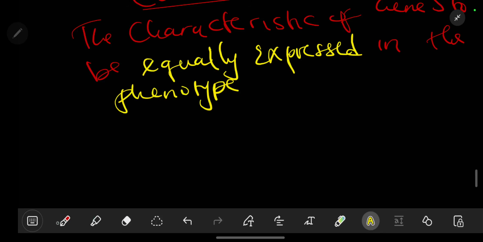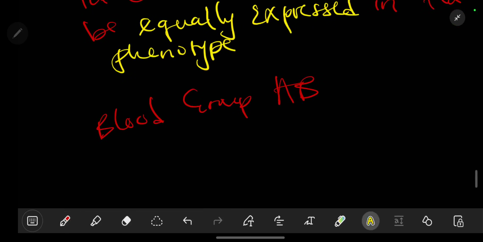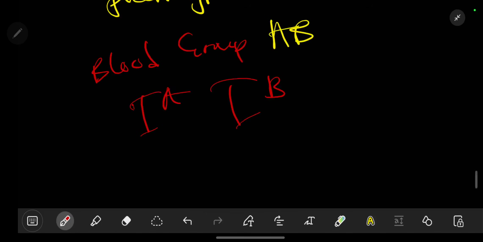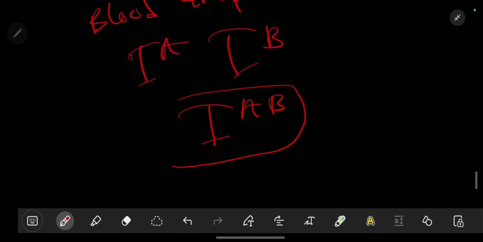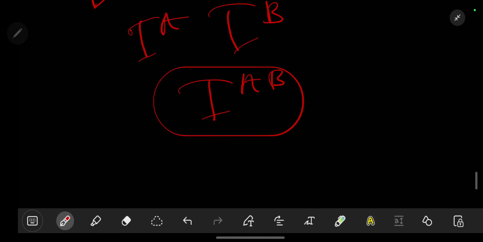The simple example that we might have is blood group AB. So blood group AB is an example of codominance, where we have blood group A and blood group B. When they merge, they are going to form our AB. Now these are equally expressed, so that is what we refer to as codominance. The word co means to coexist, to exist together. So in codominance, they are equally expressed like that.